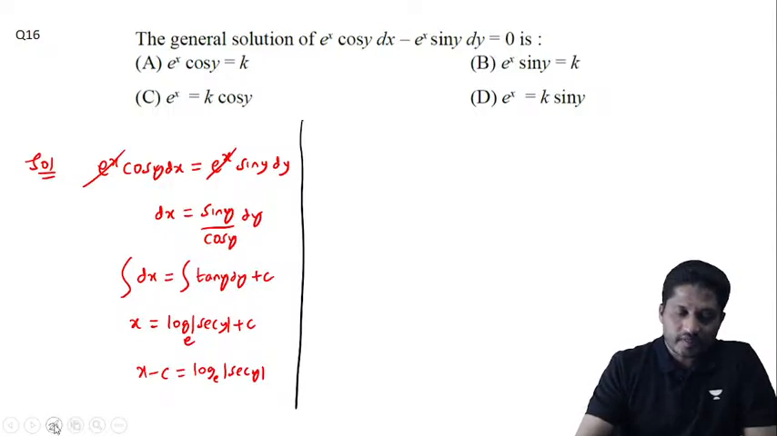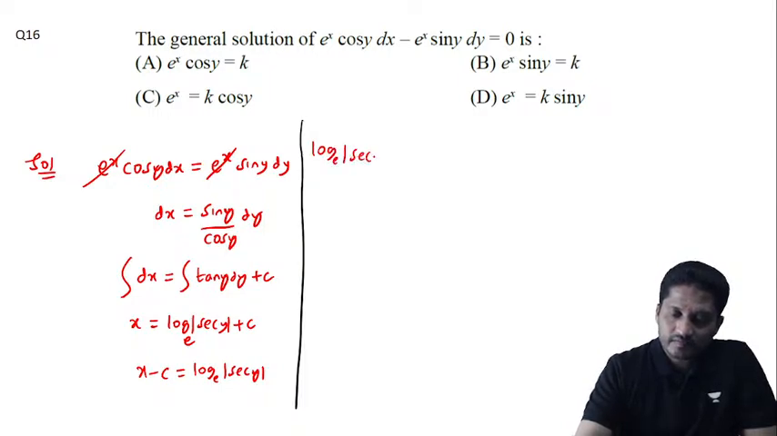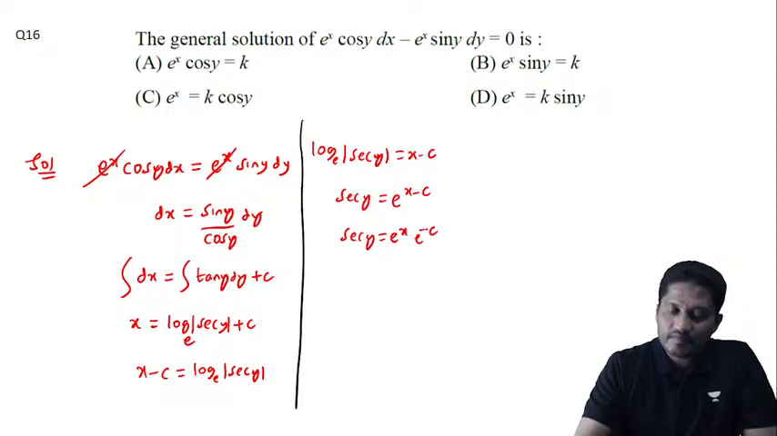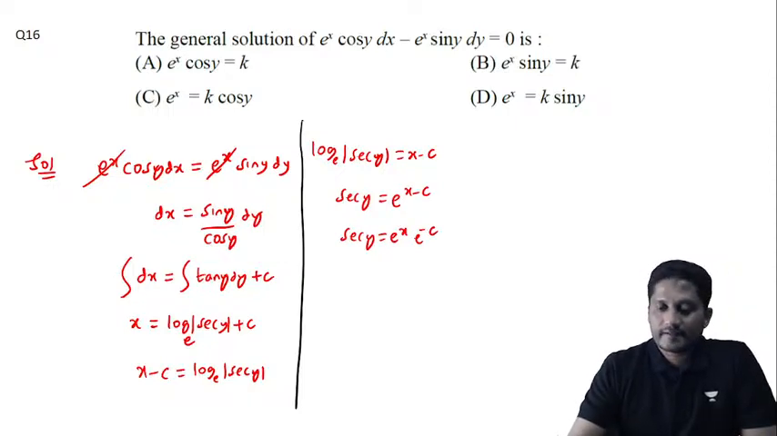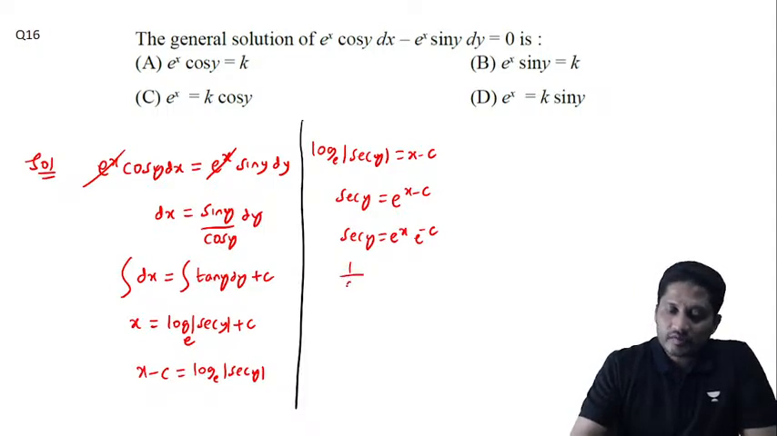Okay, now I'll separate the variables. Log to the base e of sec y is equal to x minus c. Then you get sec y is equal to e to the power of (x minus c). Now sec y is equal to e power x into e power minus c. I still don't get an option like this. C can be written as 1 by cos.